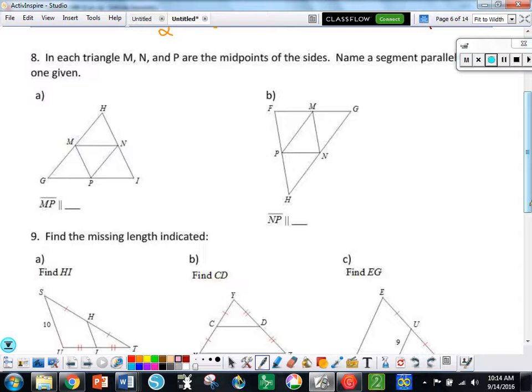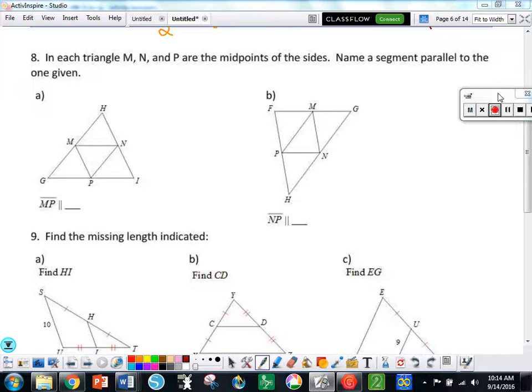Okay, number 8. In each triangle, M, N, and P are the mid-segment, or the midpoint. Name the segment that is parallel to the one given. So given MP, which side would be parallel, or which base? HI, good. Way faster than my last time. So those are parallel, right?